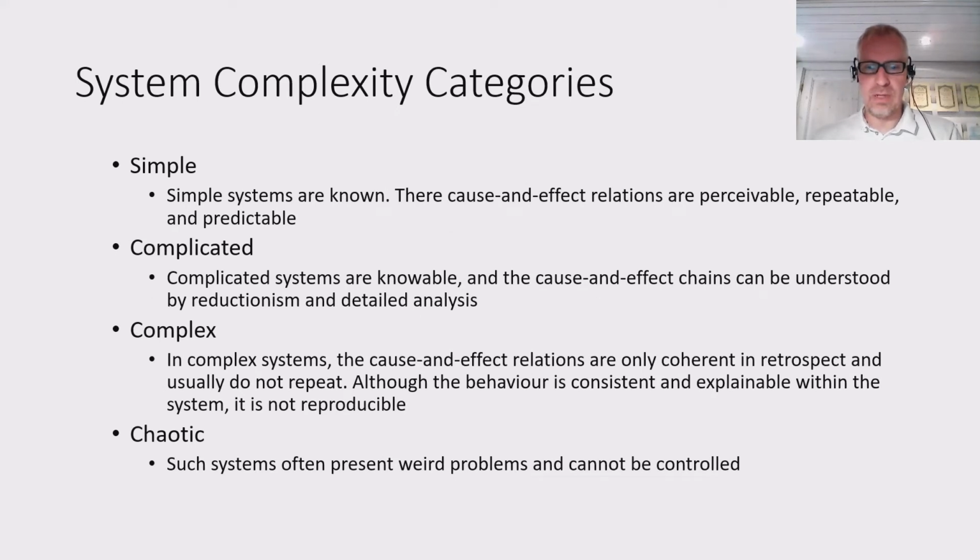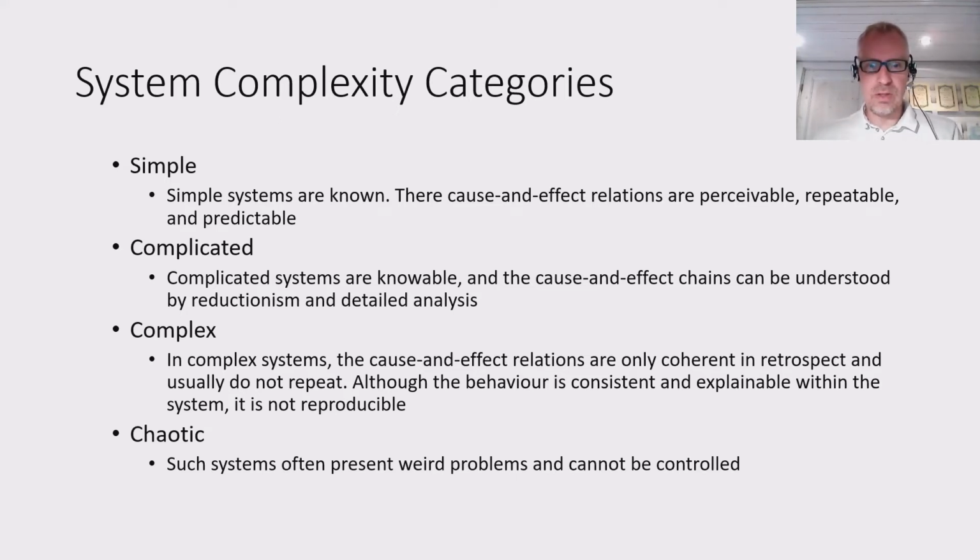Emergent behavior is highly connected to system complexity, and we also divide system complexity into 4 main categories. The first one here is also called simple. These simple systems are known. The cause and effect relations are perceivable, repeatable, and predictable. So this connects to the simple emergent behavior category.